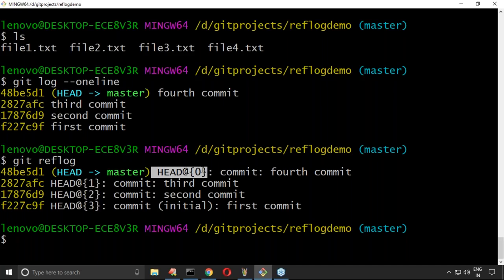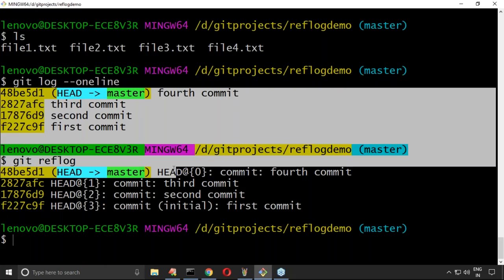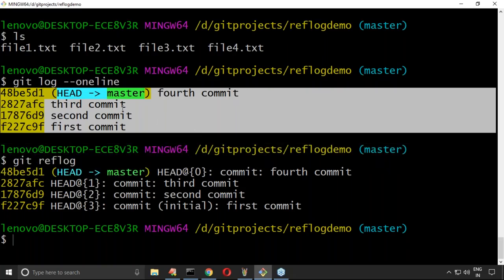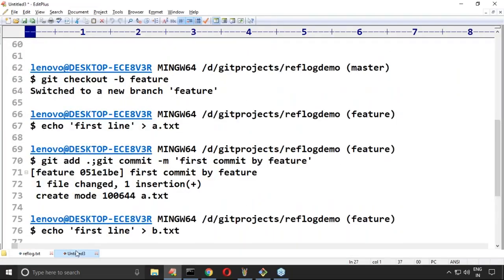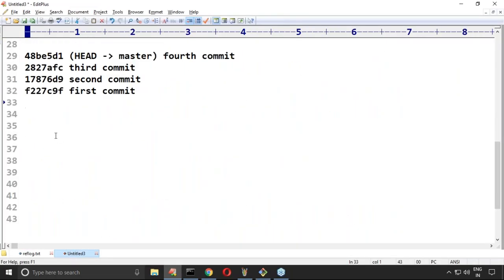Now I will explain the beauty of it. Sir, in total how many commits are there? Can you please confirm? Four commits are there. Now I'm going to use git reset --hard.